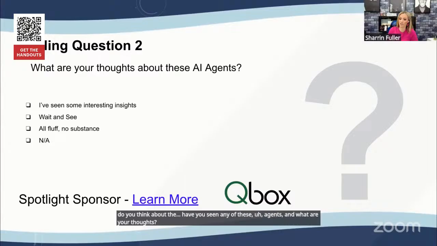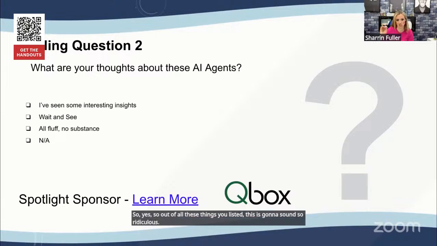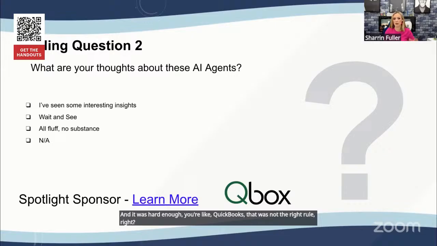So yes, so out of all these things you listed, this is going to sound so ridiculous, but my favorite one is knowing when something was posted from an agent or a rule. Because I think the hardest, because as we're transitioning into this, right, we had the rules before and it was hard enough. You're like, QuickBooks, that was not the right rule, right? So now being able to look and go, okay, this was run a report or take a look and see what got posted.